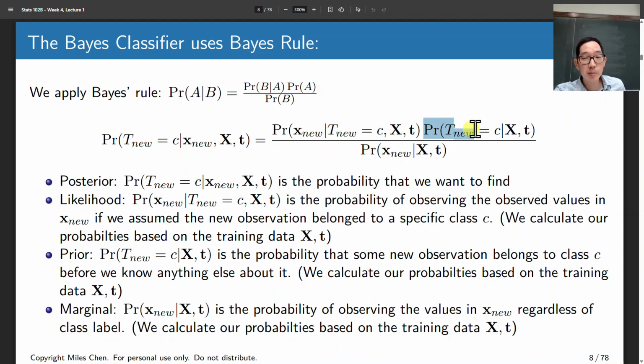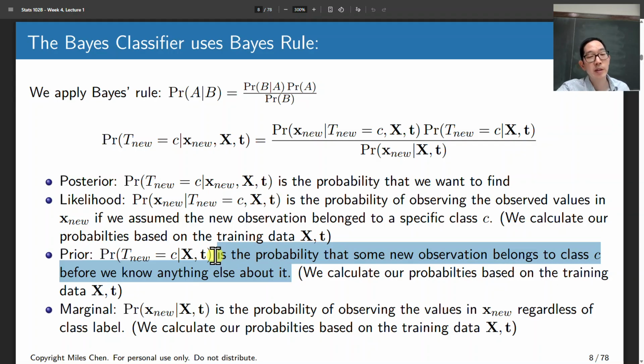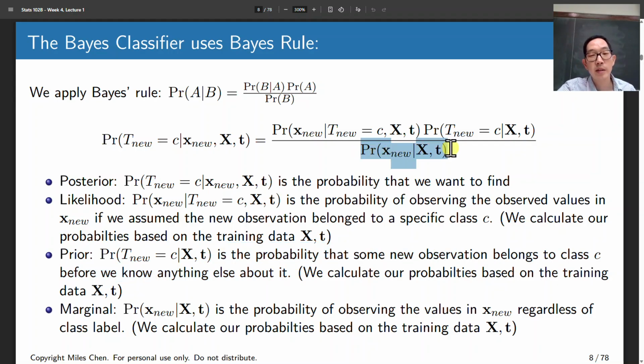Okay, we're going to multiply that by the probability that something belongs to a certain class. This is the probability that some new observation belongs to class C before we know anything else about it. And then in the denominator we have the marginal, which is just the probability of observing this particular X value regardless of class label. And all of these values are based on what we've seen in our training data.